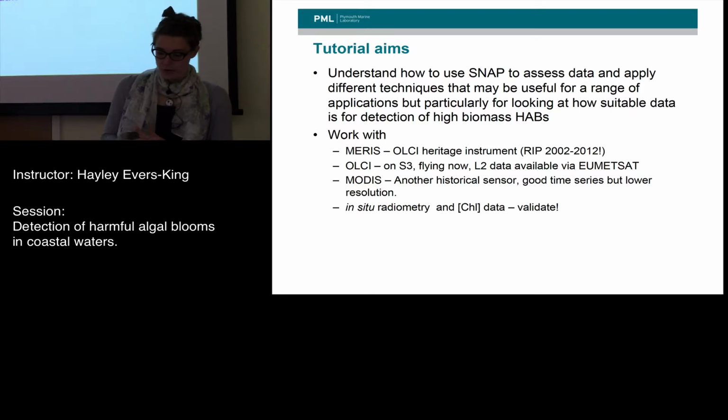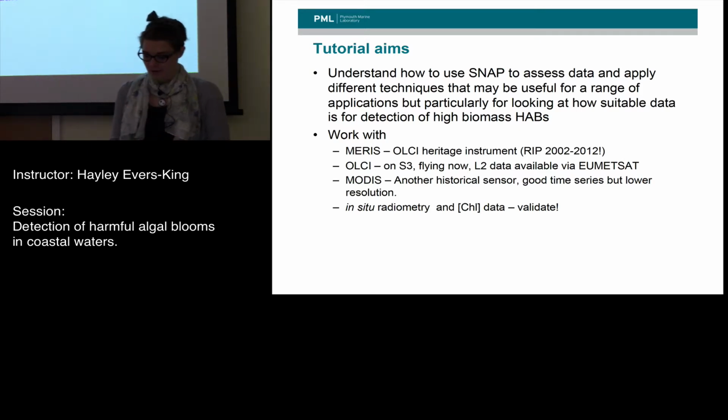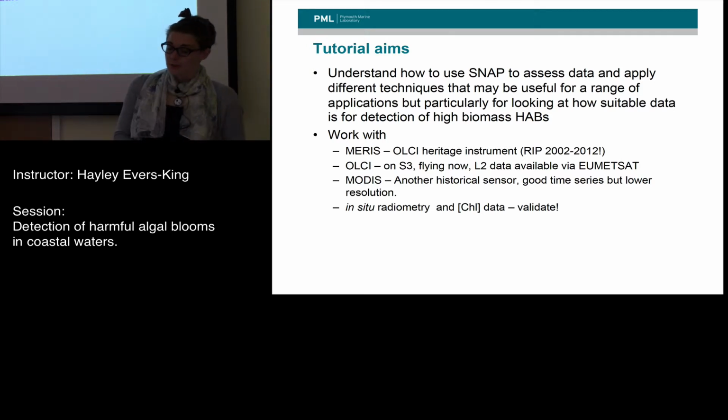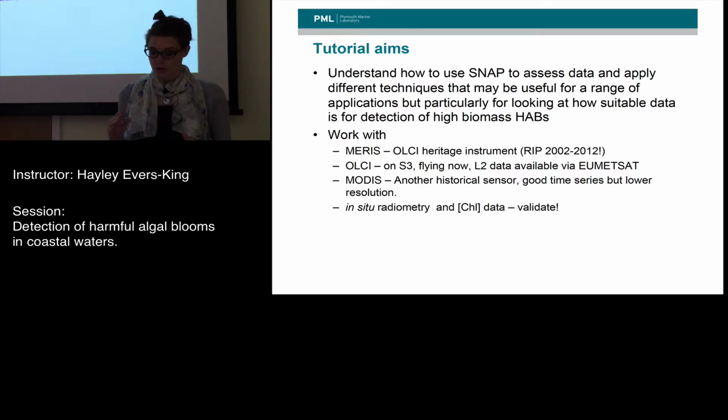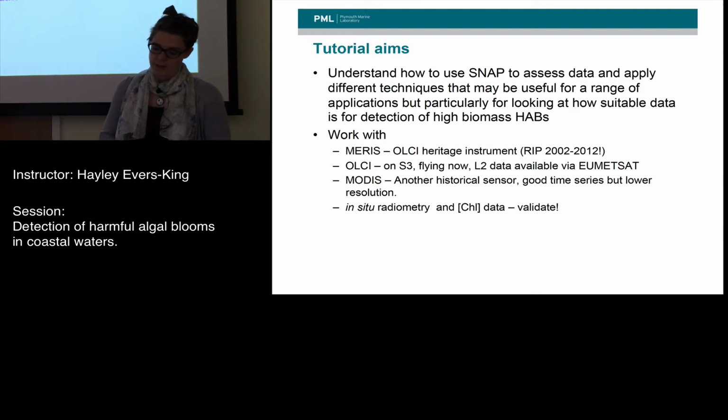In terms of the tutorial, we're going to go and work with SNAP again. So you've already done a little bit with this, which is great. So we've got a bit of a head start on that. I'm going to use SNAP to assess some data and apply some different techniques that might be useful for you to look at how suitable data is for the detection of high biomass HABs in particular. We're not going to look too much at species toxicity, focusing more on the high biomass anoxia-related HABs today.